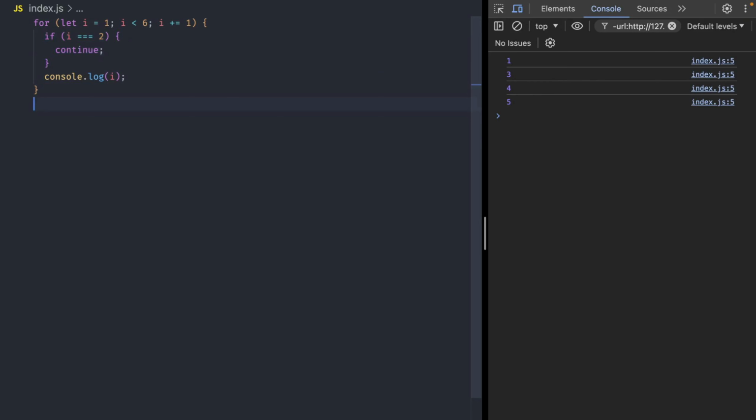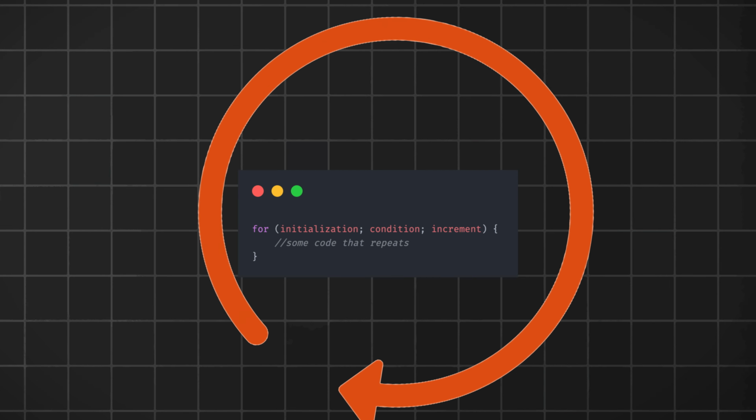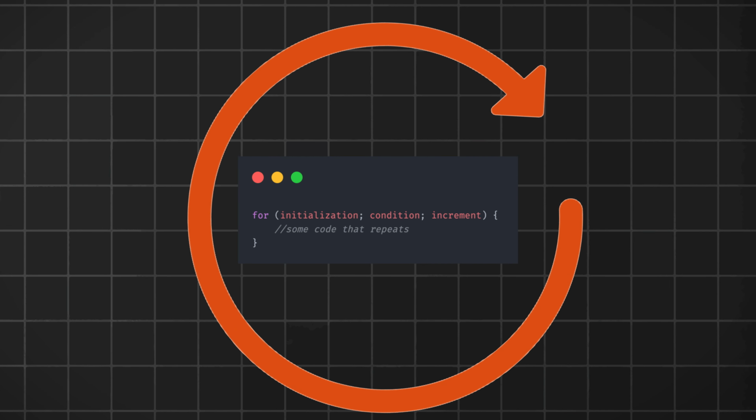When the break statement is encountered inside a loop, the loop terminates immediately. If we change the continue statement to a break, the loop only logs 1. That's because when i becomes 2, i is equal to 2 is true, so the break statement is executed and the loop exits immediately. And that's a wrap on for loops. They allow us to repeat some specified code a certain number of times.